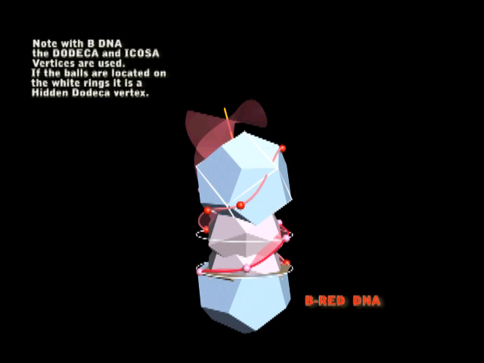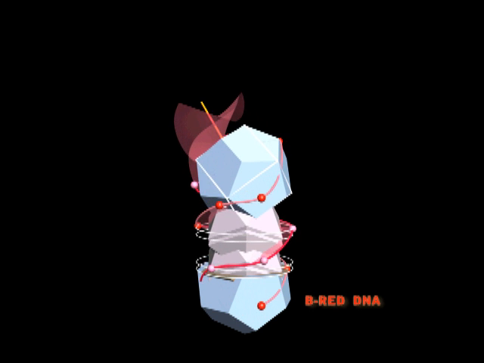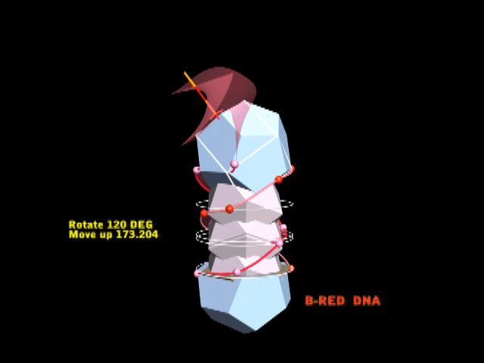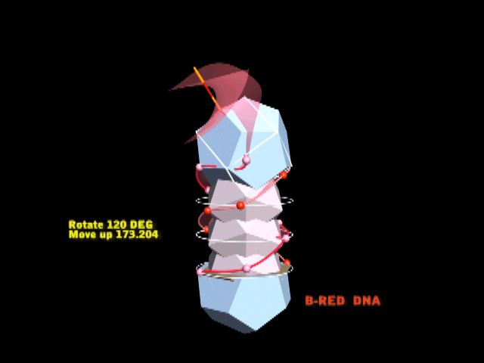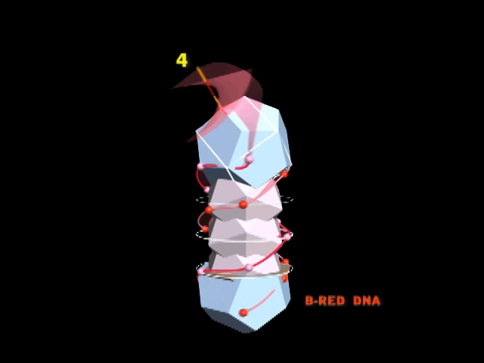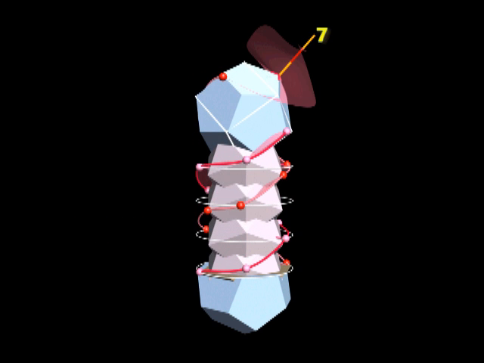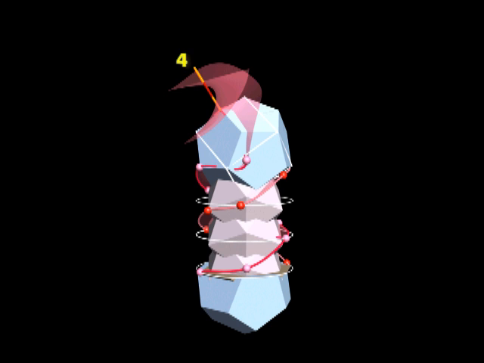Now let's take a look at the B type DNA. We'll start again with the 1. And then when we rotate 120 and rise up, we've only got to go one dodeca. So we only lift up 173.204. Okay, we're at the 4. So we'll take it up now to the 7. And then we'll come back down again.